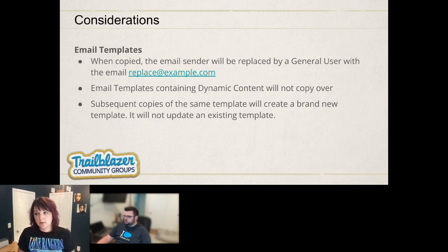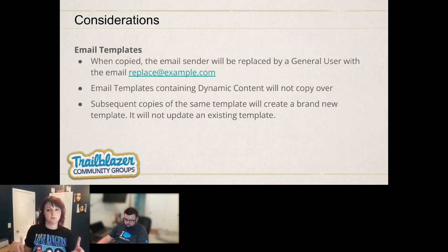A couple other things to know about email templates. When they're copied, the sender is going to be replaced by general user with the email replace at example.com. This is the case even if you have a sender hierarchy, or you're sending from a user that's in both business units. With the new domain restrictions, Account Engagement will not let you send that email template until you adjust that. But Optimizer is also going to give you alerts when you have email templates with non-verified sender domains, so it's going to be very easy to find these and replace them.